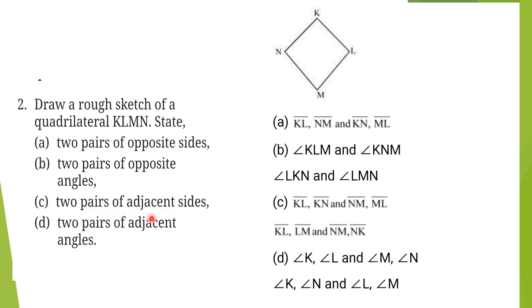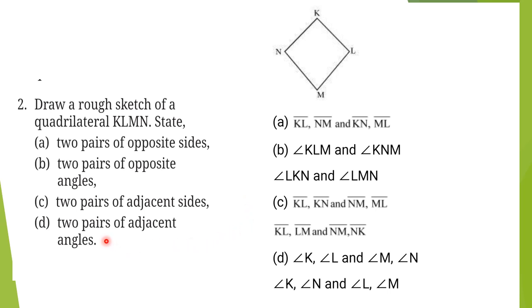Next, two pairs of adjacent sides. Adjacent sides means two sides of a quadrilateral having a common endpoint. So KL and KN, NM and ML, KL and LM, NM and NK. So these are the adjacent sides.